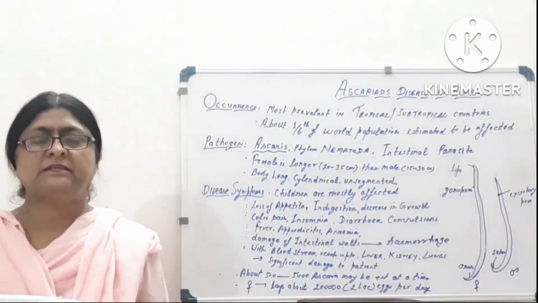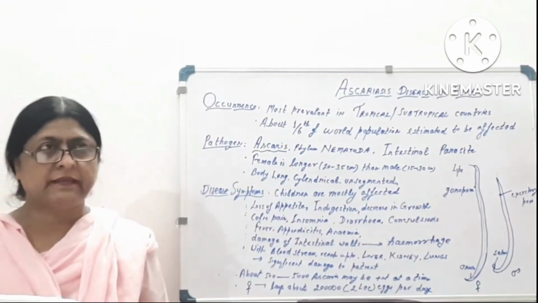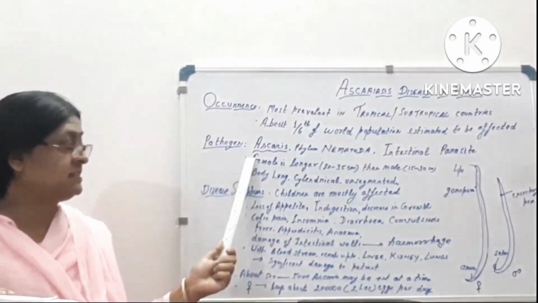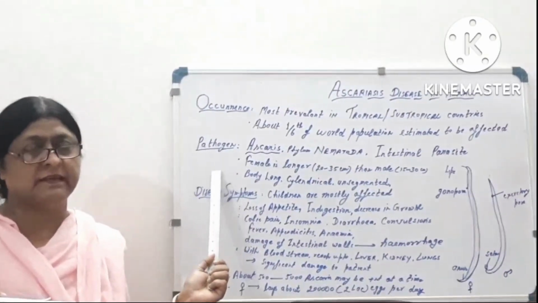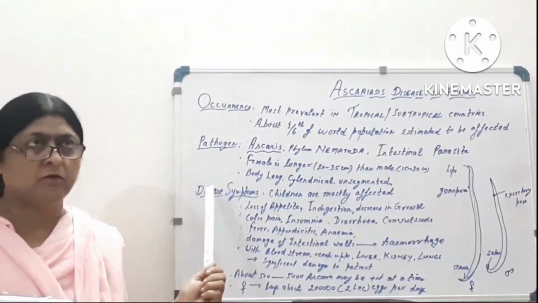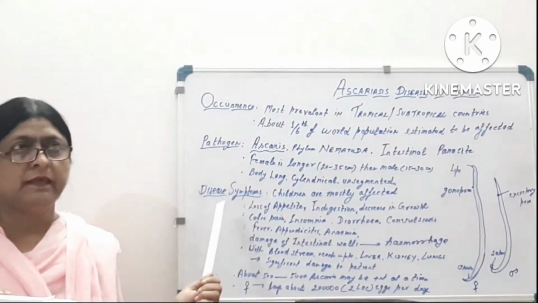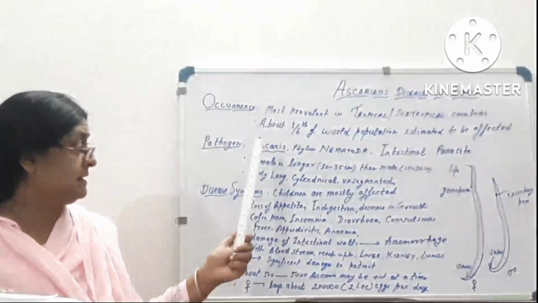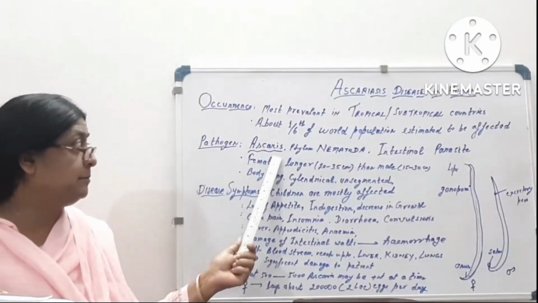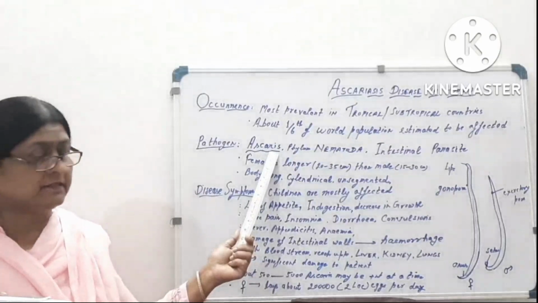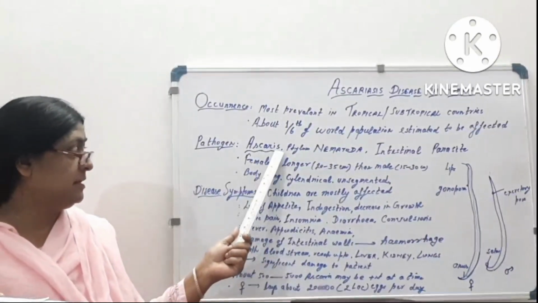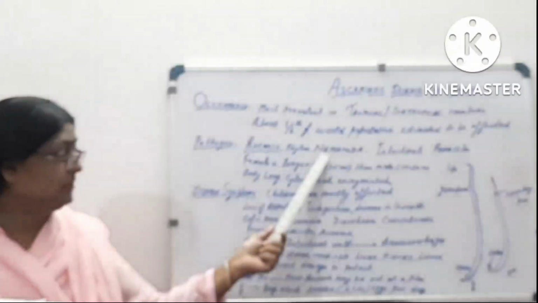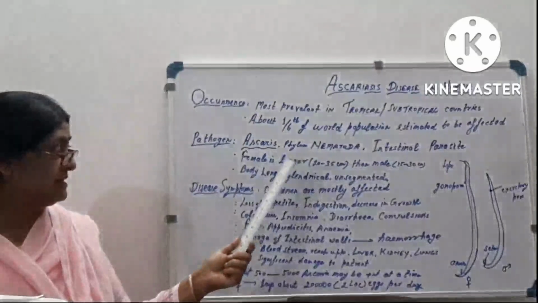Students, now let's come to the board. And the second point is the pathogen. What is the pathogen which causes the disease? It is known as Ascaris. As per the binomial classification, any animal is described by two names, one is Ascaris and the second one is lumbricoides. But I have not written this. You can learn only the name of the pathogen, that is Ascaris. It belongs to phylum Nematoda, and it is an intestinal parasite.